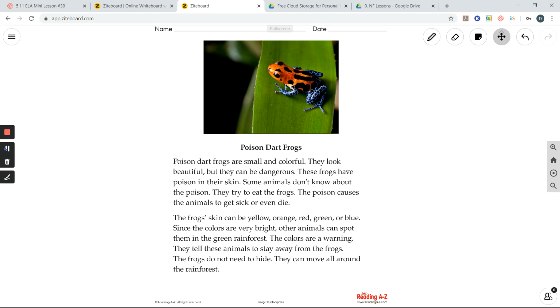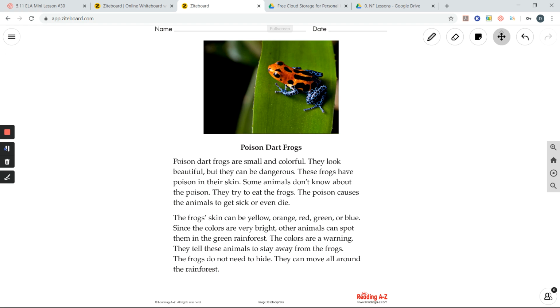I'm going to read this passage to you about poison dart frogs. I'm going to read it once through without interruptions. See if you can identify some causes and effects while you listen. Then we'll go back through the paragraph a little bit at a time to go more in depth.